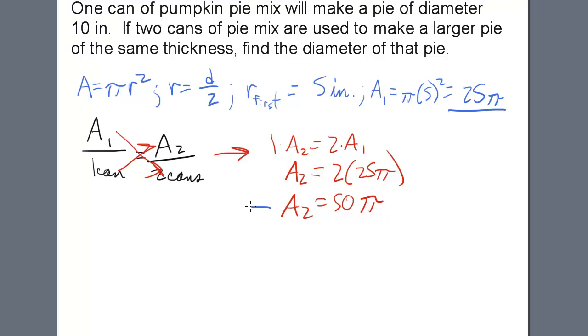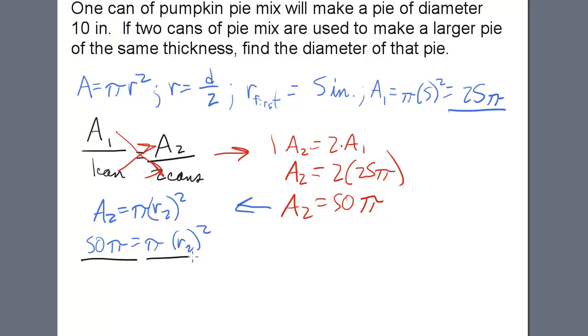So continuing this here, we know a2 equals pi r2 squared, meaning radius of 2, squared. Substituting in 50 pi, we have 50 pi equals pi r2 squared. First thing you want to do, divide by pi on both sides. So we have 50 equals r2 quantity squared.